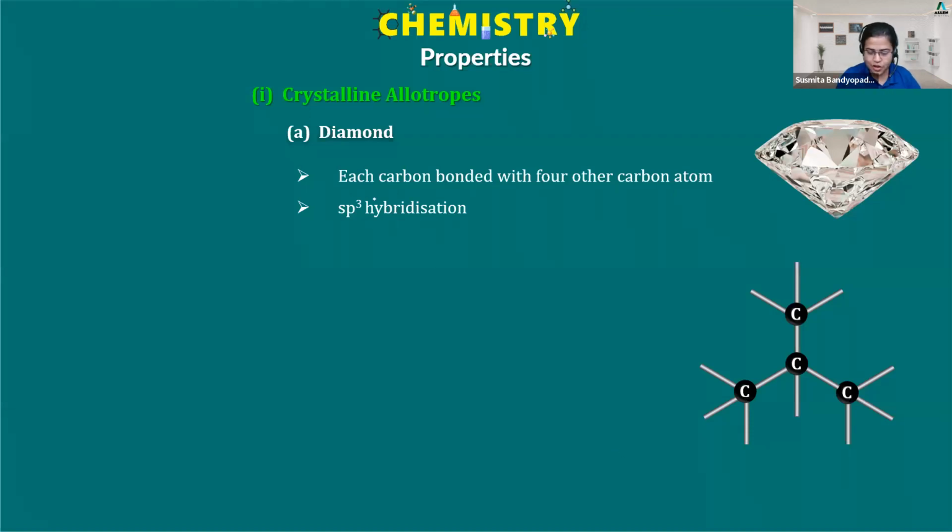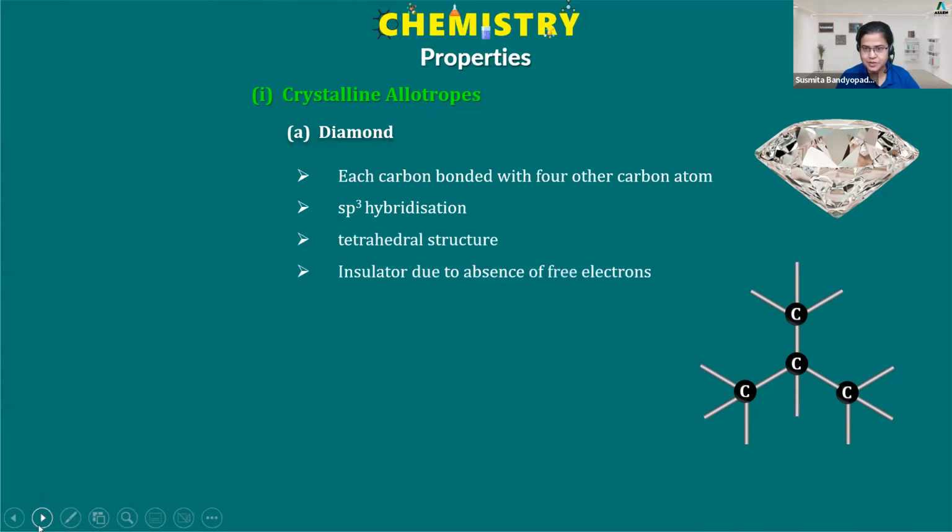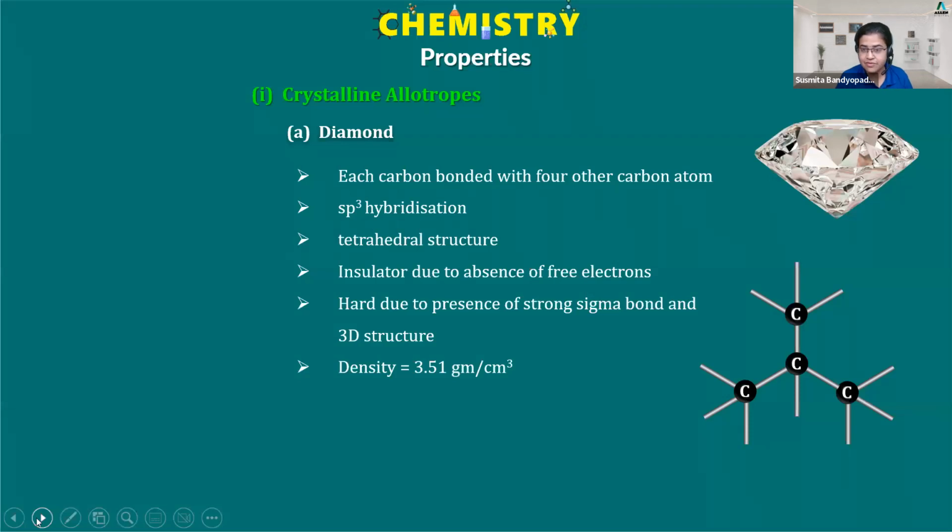So of course it's sp3 hybridized. Tetrahedral geometry. Insulator. No free electrons. Hard, extremely hard, very strong, an extensive three-dimensional network of sigma bonds. And you of course know sigma is much stronger than a pi bond.